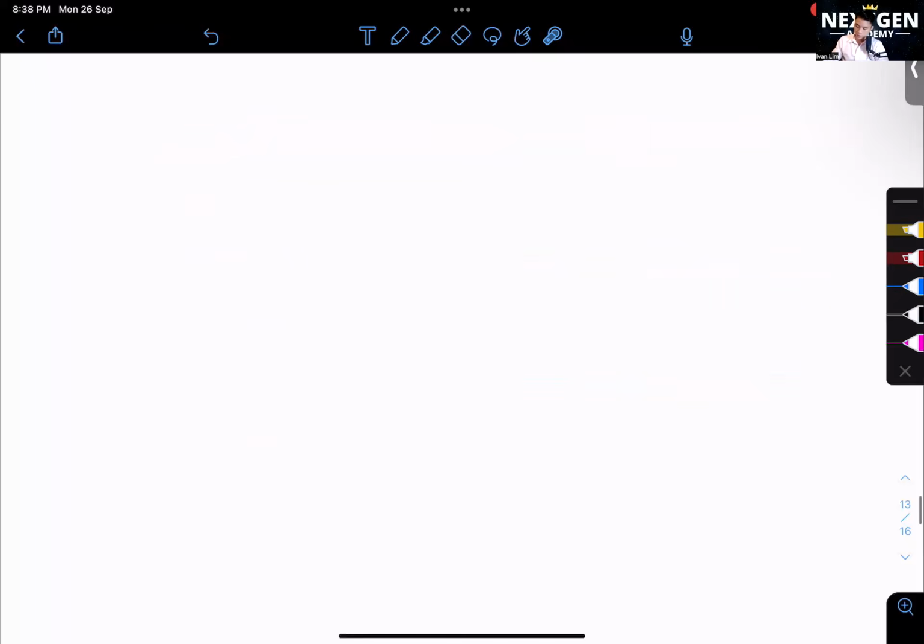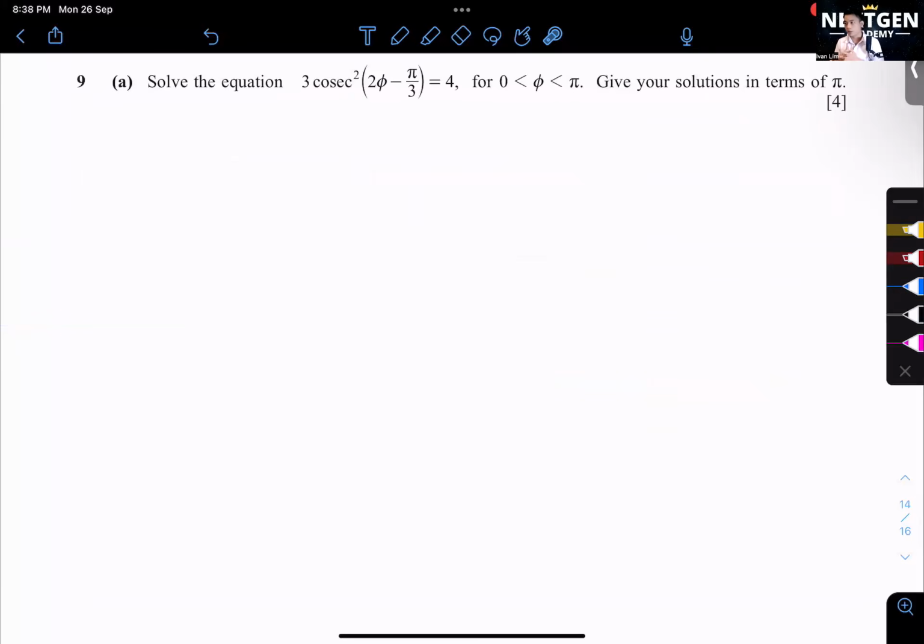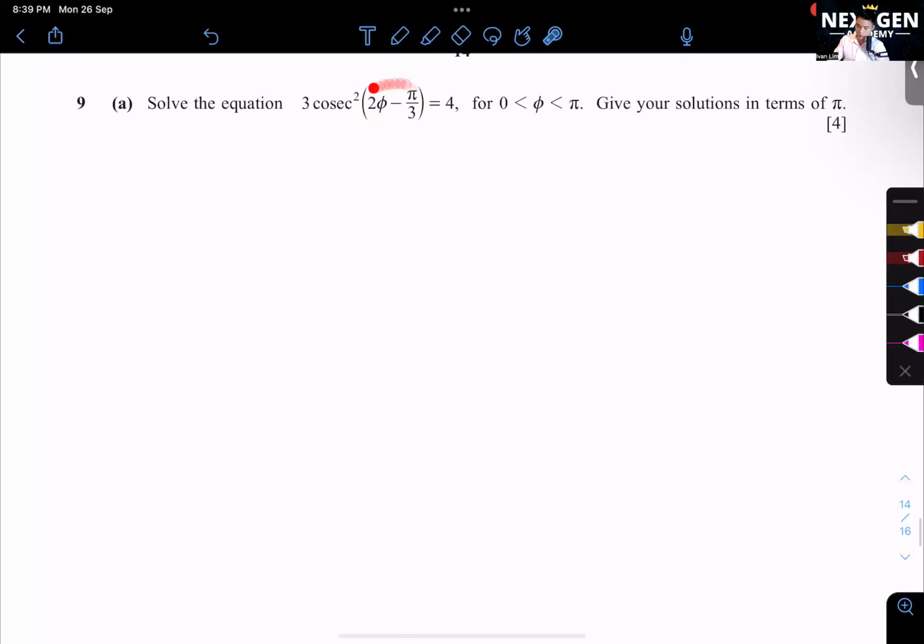All right, next one. Okay, question 9A, I see a lot of people skip. This is a trigo, solving of trigo, but it's a bit more complex one. I think if you all watch through the hot topical past year question, you all will see me tackling a lot. I think we discussed quite a bit that time when we did the trigo topical, this type of question. So you all need to know when you all got this weird kind of angle inside, you need to know how to solve this. Okay, so solve the equation 3 cosec squared (2φ minus π over 3) equals 4 for 0 ≤ φ ≤ π. Give your solution in terms of pi.